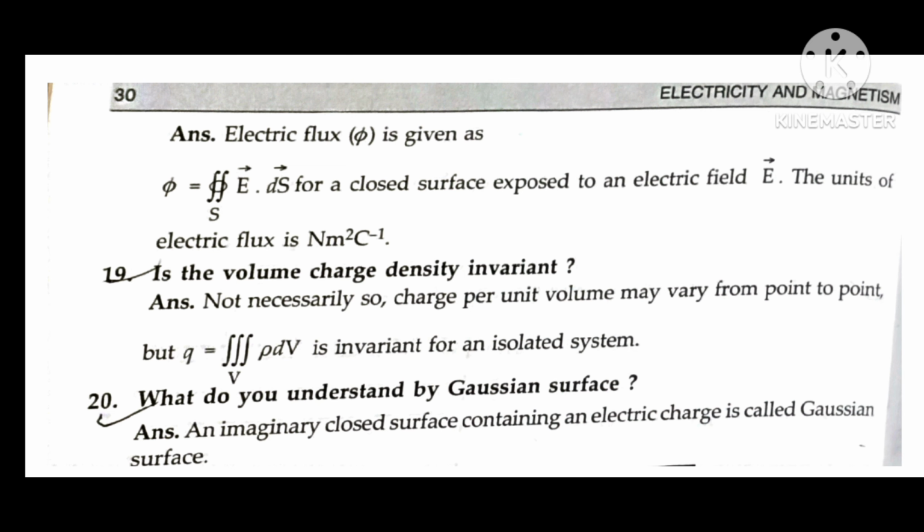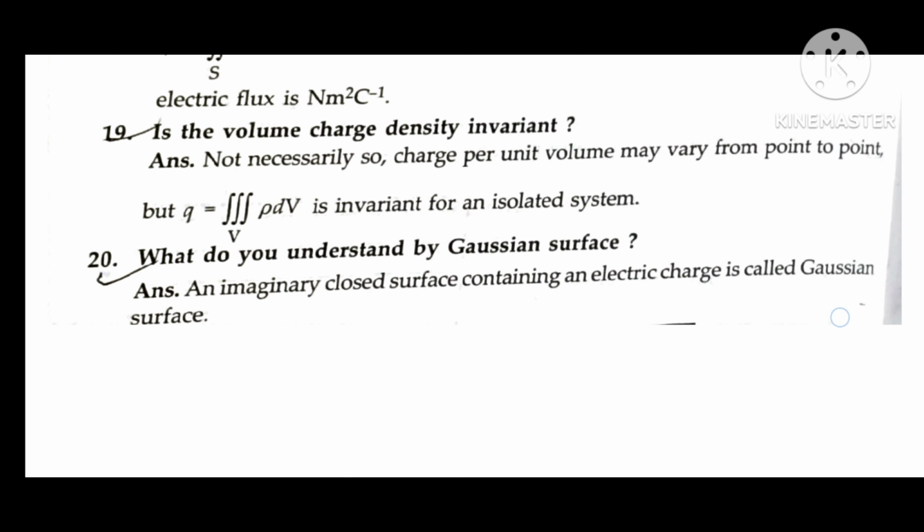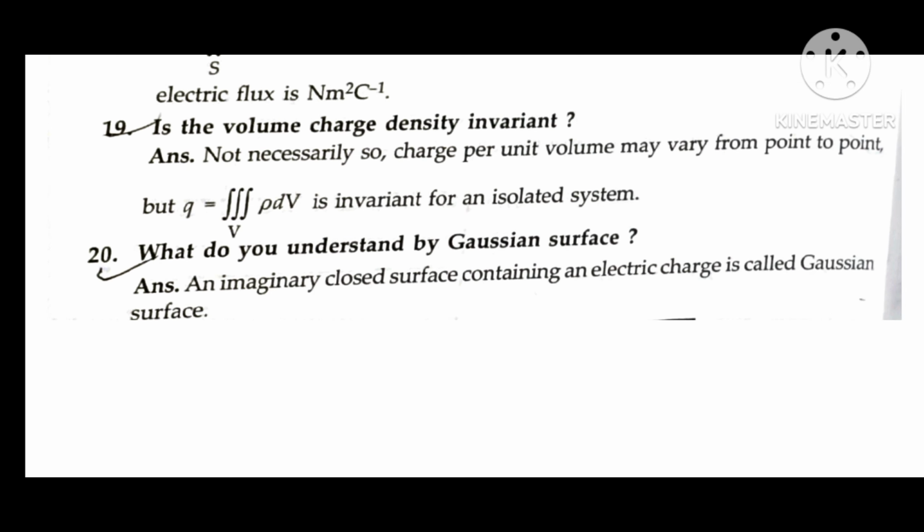Is the volume charge density invariant? Not necessarily so. Charge per unit volume may vary from point to point, but Q equal to the volume integral of rho dV is invariant for an isolated system. What do you understand by Gaussian surface? An imaginary closed surface containing an electric charge is called a Gaussian surface.